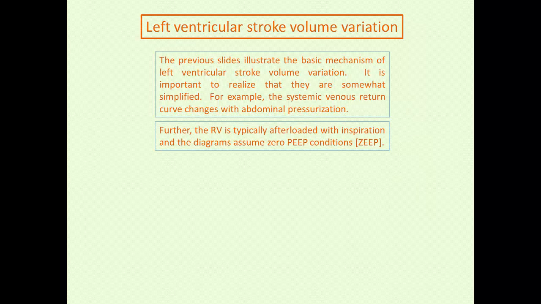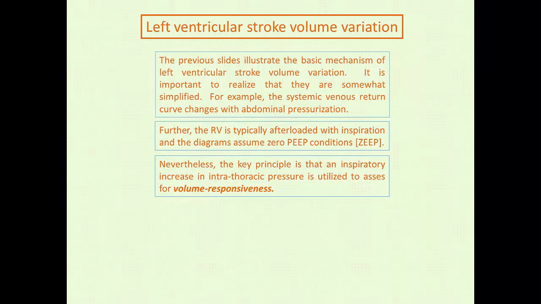But I left that out just for simplicity, and we'll talk a little bit later about how PEEP can affect these parameters as well. But the key principle is that the inspiratory increase in intrathoracic pressure is utilized to assess for biventricular volume responsiveness. So that was the second part of Chapter 8. That was the basic physiology of systolic pressure variation and pulse pressure variation in the fully passive, mechanically ventilated patient. And again, these changes in D up and D down were all initially derived, and their excellent sensitivity and specificity for predicting volume responsiveness were all derived in this group of patients who are not generating any spontaneous breathing effects. So that's why we had to analyze it under those conditions.